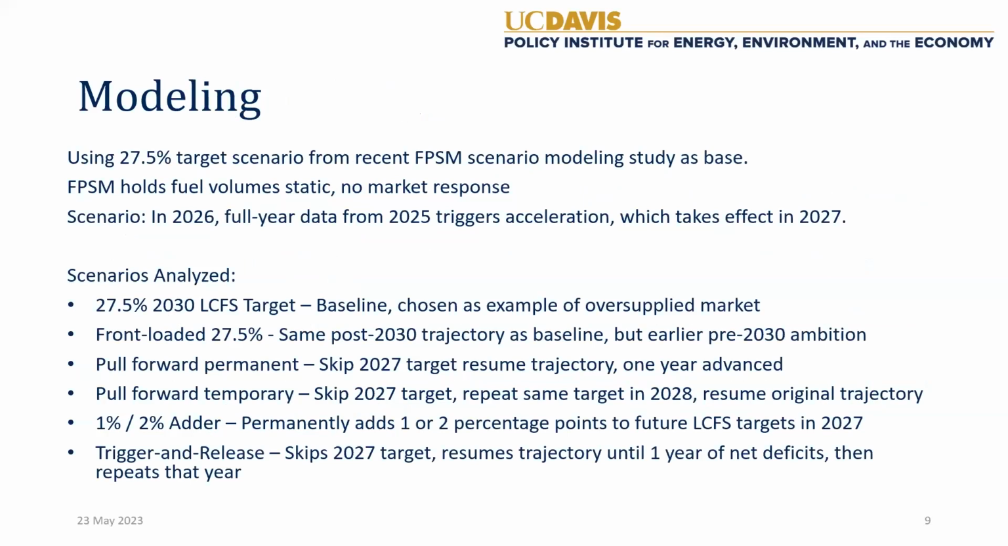This was intentionally chosen to represent a market that is oversupplied with credits. So do not take this as our prediction or suggestion on what the 2030 target should be. We wanted to have a scenario that was going to have too many credits, so we could look at what happens with different mechanisms, different auto acceleration mechanisms.